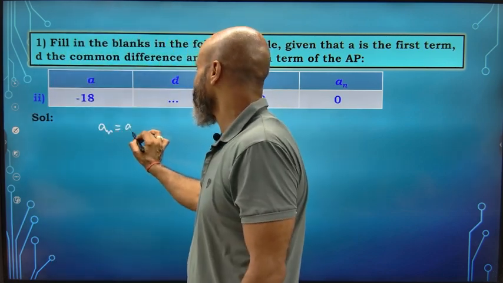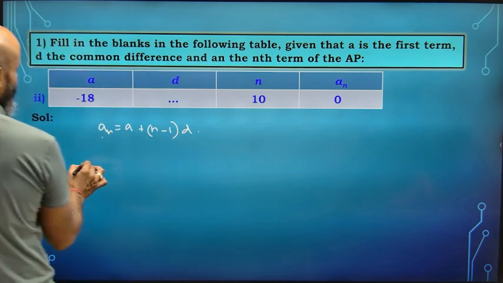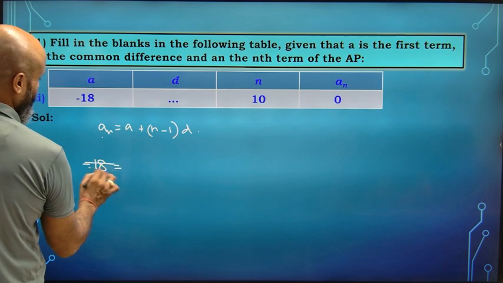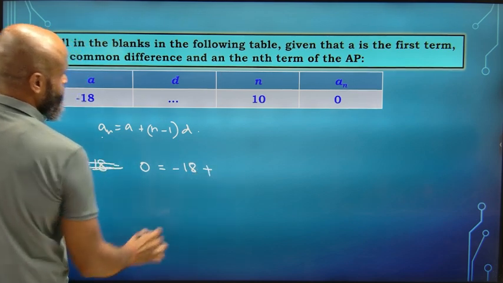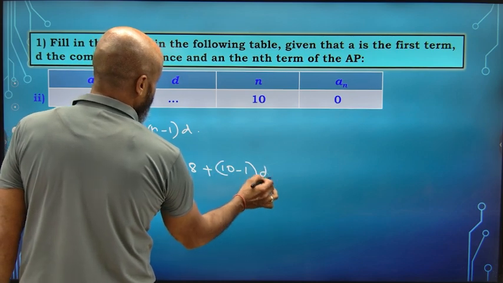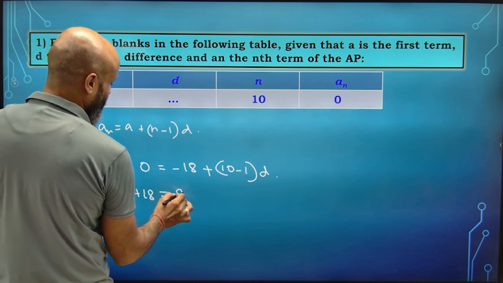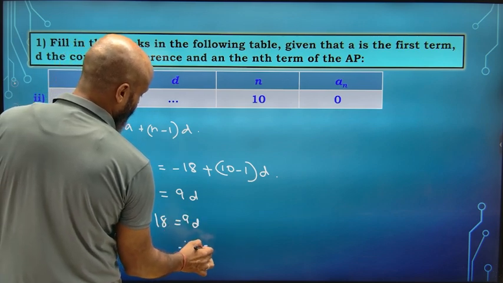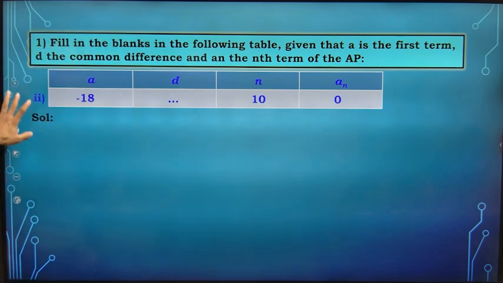an is equal to a plus n minus 1 into d. So in place of an we will write 0. In place of a we will write minus 18, plus n, that is 10 minus 1, into d. d is not known to us. So this will be 0 plus 18, that will be 9d. So 18 is equal to 9d. Therefore d is 18 by 9, that is 2. So d will have a value of 2.